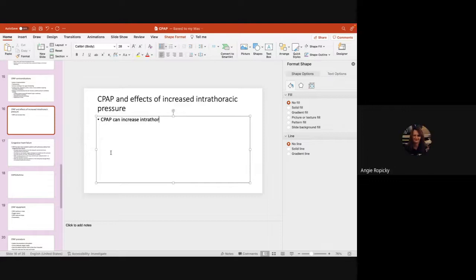You can also add that increasing the rate of centimeters of water will increase intrathoracic pressure. Like, if you take it from 5 to 10, from 10 to 20, and so on, that'll do it too.